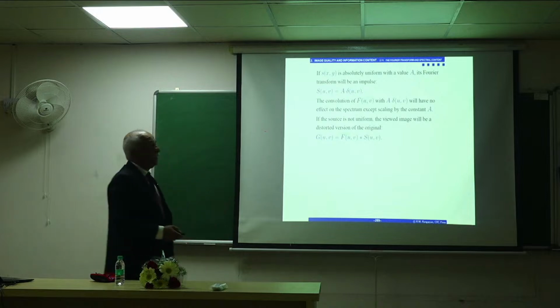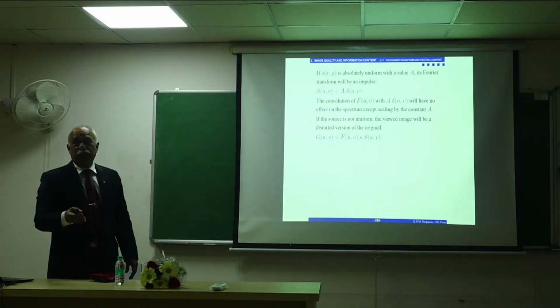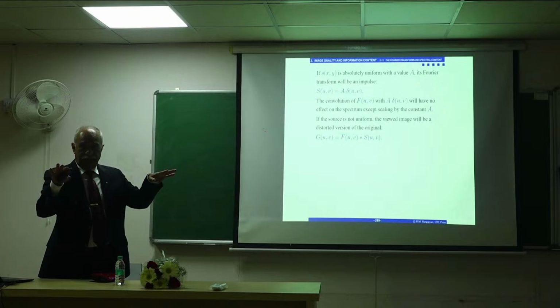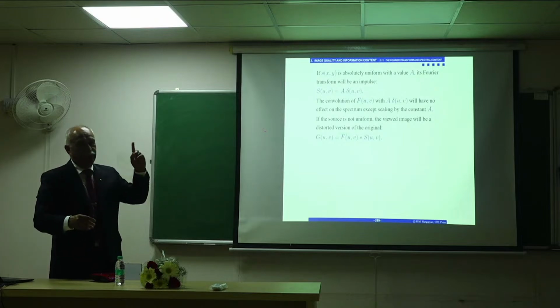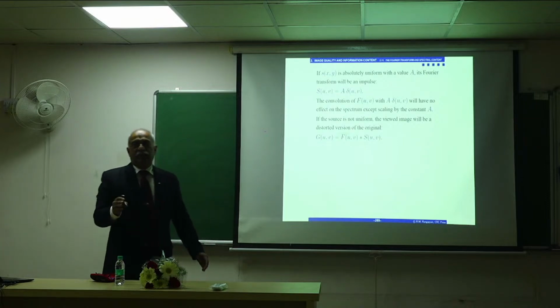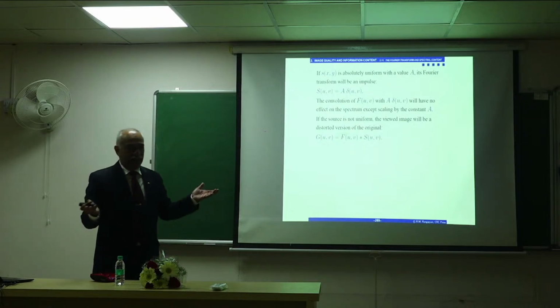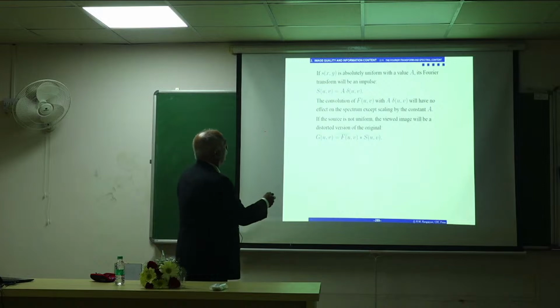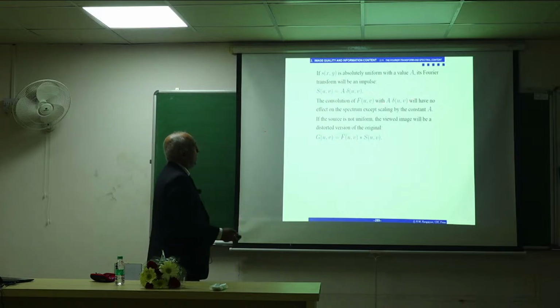If s(x,y) is absolutely uniform, its Fourier transform is a delta function. Constant field, Fourier transform is delta, with some value A. And convolution with delta doesn't matter. It doesn't have any effect. So convolution of F(u,v) with A delta will have no effect.